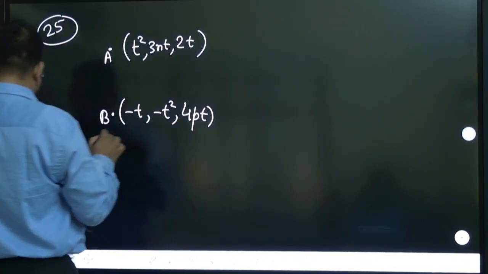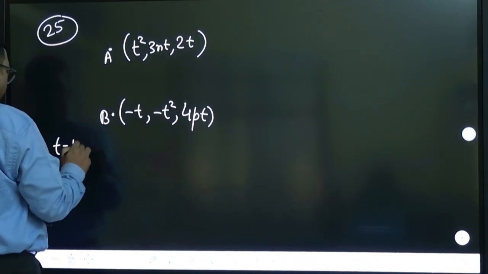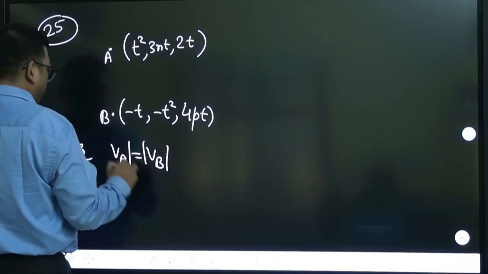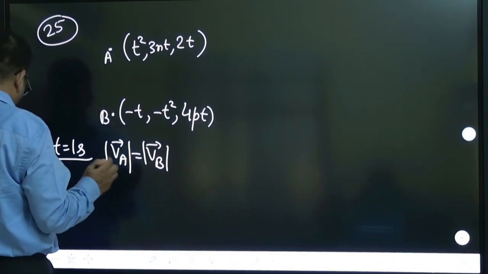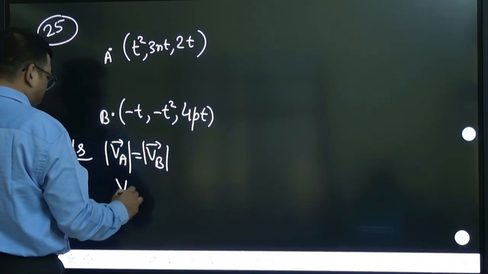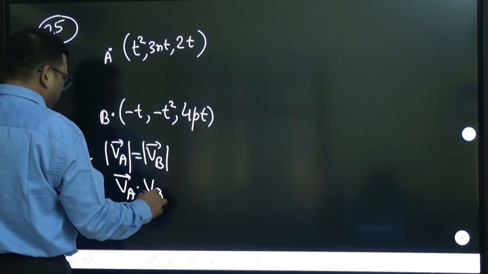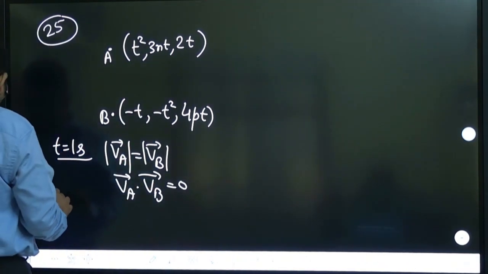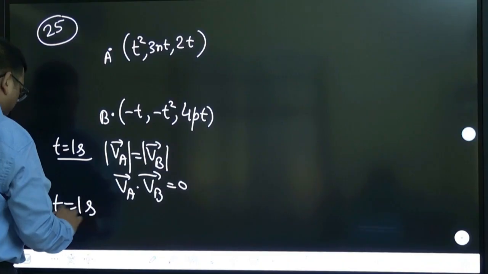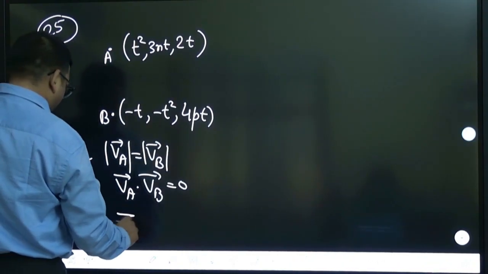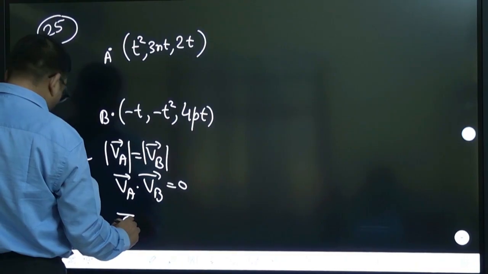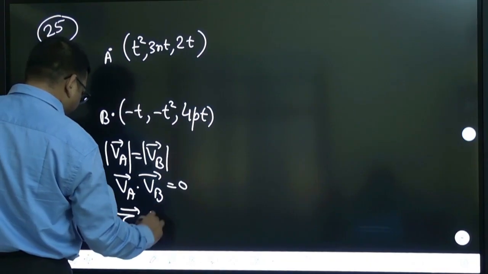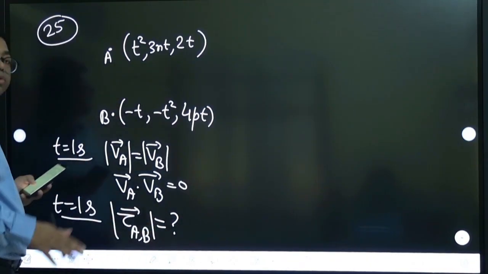They are saying that the magnitudes of velocity A and velocity B at 1 second are equal, right? And they are also saying that this dot product is going to be 0 because they are orthogonal. Then at 1 second only, they are asking the torque acting on particle A with respect to particle B. This magnitude they are asking. That is the whole question, right?